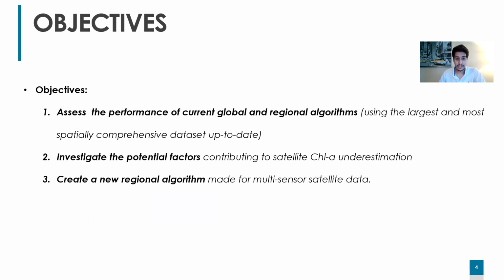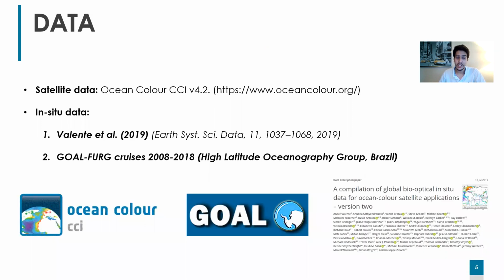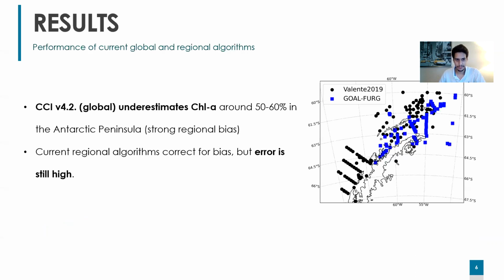We have three objectives. First, assess the performance of current global and regional chlorophyll A algorithms. Then, investigate potential factors contributing to this underestimation. Finally, create a new regional algorithm. We use chlorophyll A satellite data from Ocean Color CCI 4.2, and we used in-situ data from the bio-optical dataset from Valente et al. 2019, and from several cruises to the Antarctic Peninsula from the Brazilian High Latitude Oceanography Group.